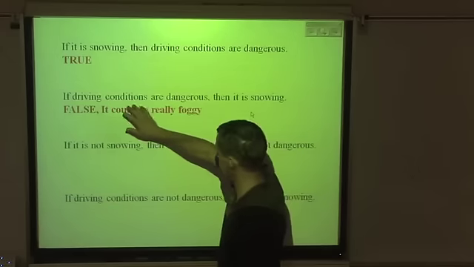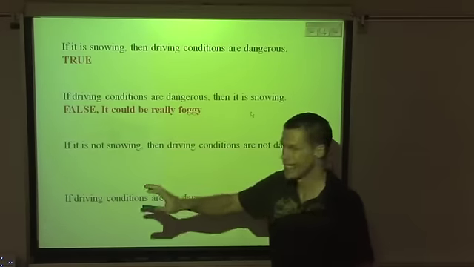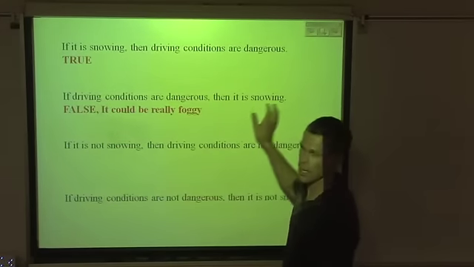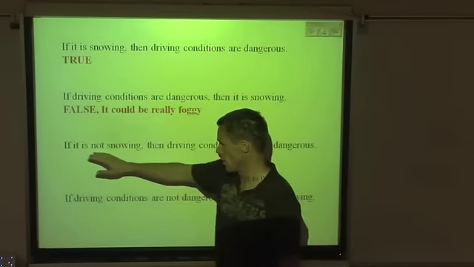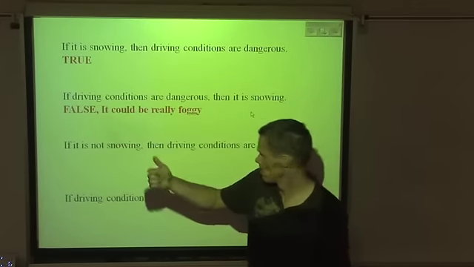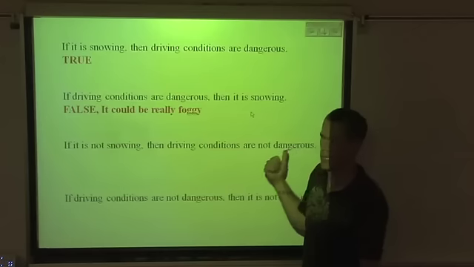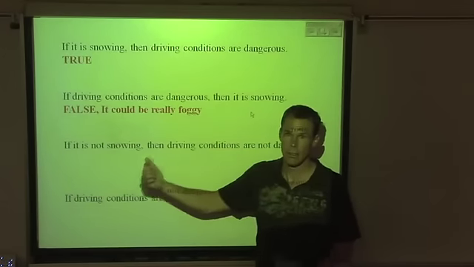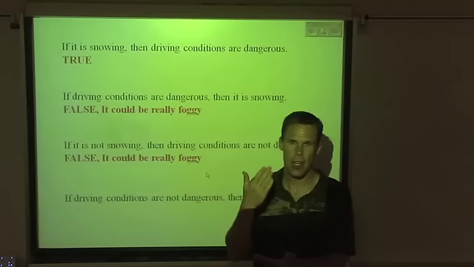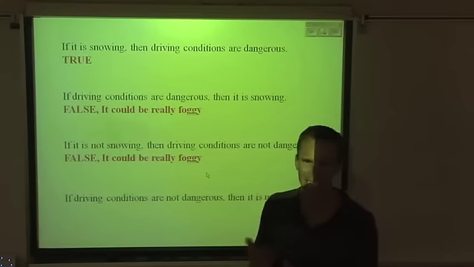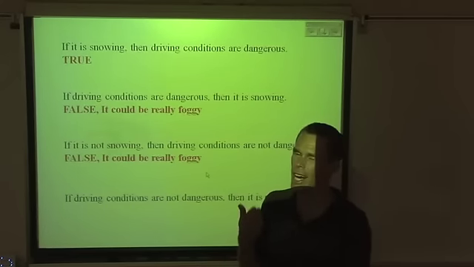Foggy would be driving conditions are dangerous because we can't see. Well, it's not snowing though, so this is a false statement. If it is not snowing, could be foggy, then driving conditions are not dangerous. No, it's foggy. The driving conditions are dangerous. Again, the converse and the inverse have the exact same truth value, and they always have the exact same counterexample.